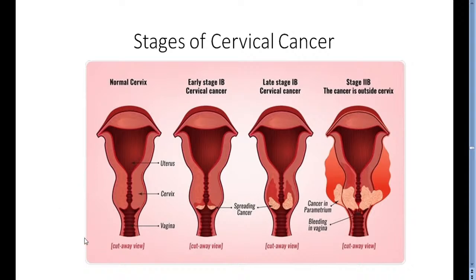In this picture, you see the stages of the disease from the early stage, like stage 1B, the first stage, and you see the spreading of the cancer. It goes to the perimetrium, to both sides of the uterus. And if the surface of the cervix is broken, bleeding from the vagina, postcoital bleeding, usually starts.